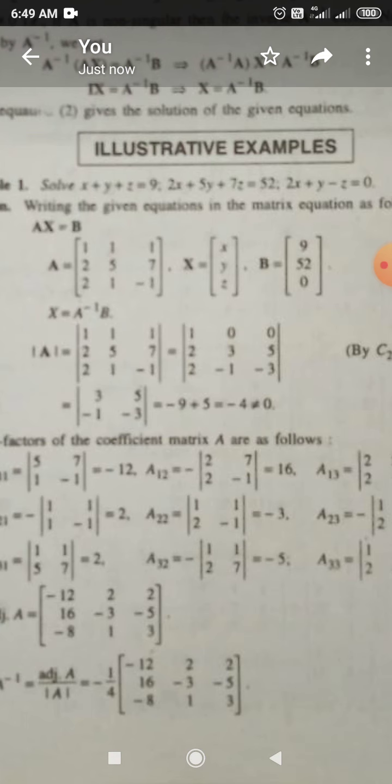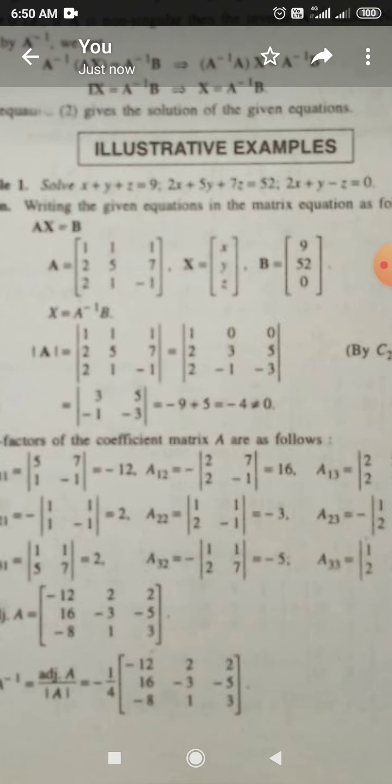So there are three equations, and we prepare the matrix of the coefficients of every variable. The first equation is x plus y plus z is equal to 9. So its coefficients are 1 1 1, and the second is 2x plus 5y plus 7z, coefficients 2 5 and 7, and similarly the third one is 2x plus y minus z is equal to 0.